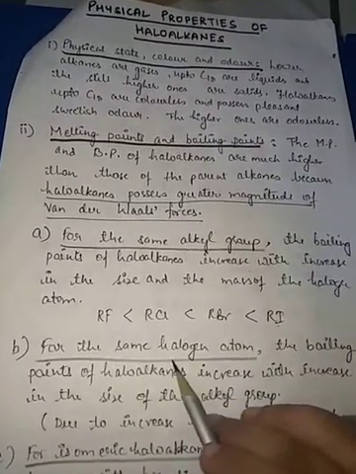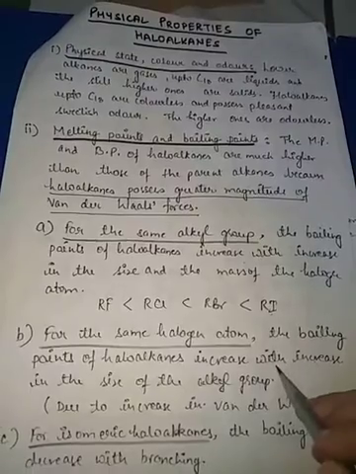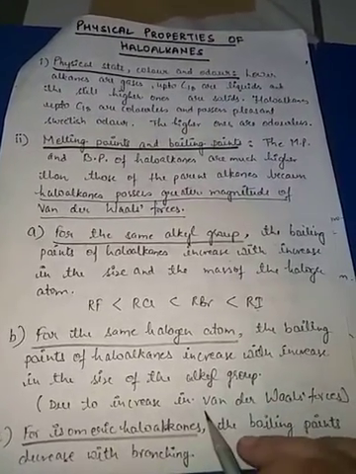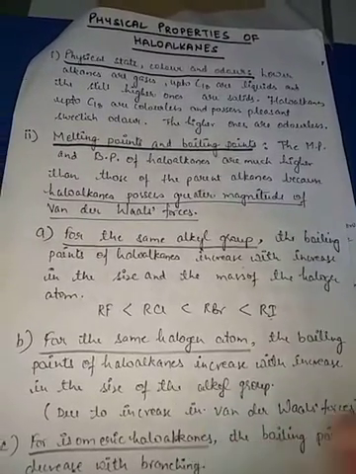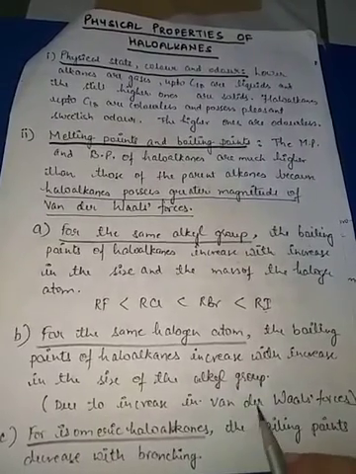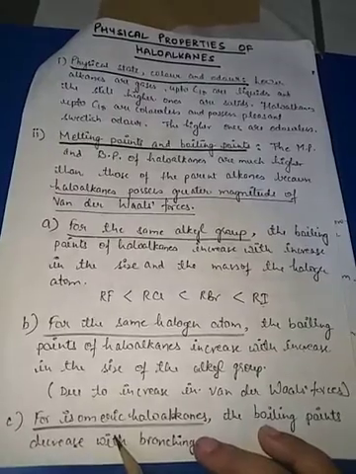Now the second one, halogens are the same but the chains are different. If the alkyl group is different, then with the increase in the alkyl group, the boiling point increases, and it is due to the increase in the van der Waals forces.